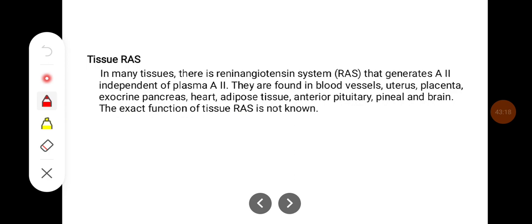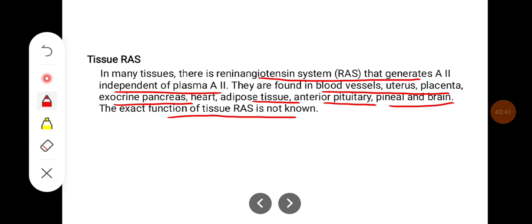There is a tissue renin-angiotensin system as well. In many tissues, there is a RAS that generates angiotensin 2 independent of plasma angiotensin 2. They are found in blood vessels, uterus, placenta, exocrine pancreas, heart, adipose tissue, anterior pituitary, and in some parts of the brain. The exact function of the tissue RAS is not known.